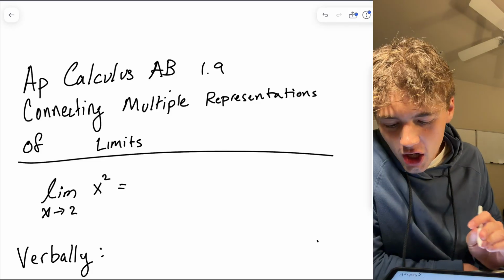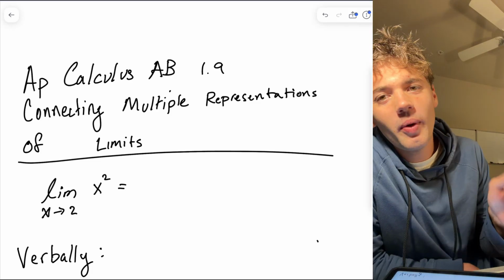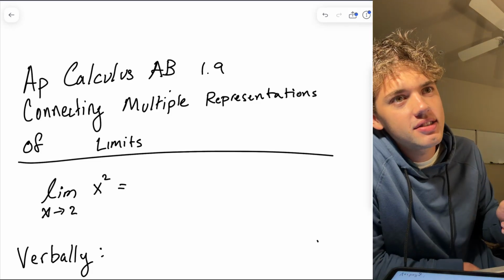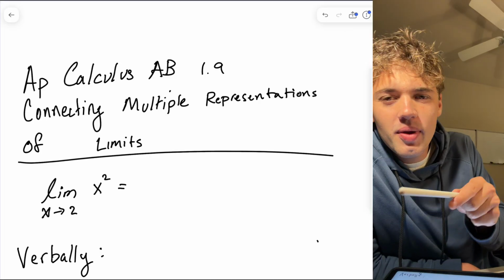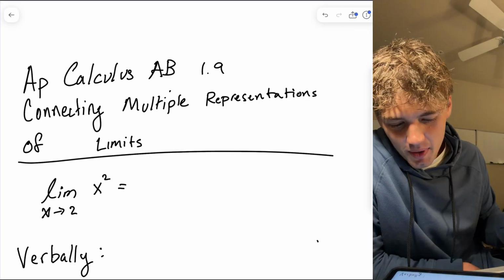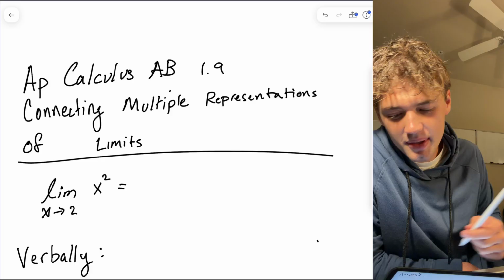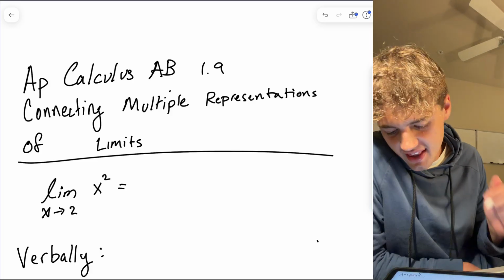All right, today we're going to talk about how to connect the different ways we've been interpreting limits so that when we know one way, we can understand it different ways, right? We're connecting the representations of limits. That's AP Calculus AB section 1.9.